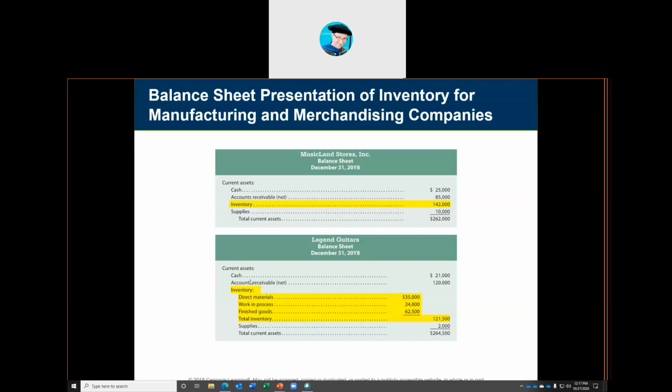So on the balance sheet, you have your inventory, 142,000. Now to how we got there. In inventory, we have direct materials, work in process, and finished goods. You add up direct materials, work in process, and finished goods to get to your total inventory. So just an example.